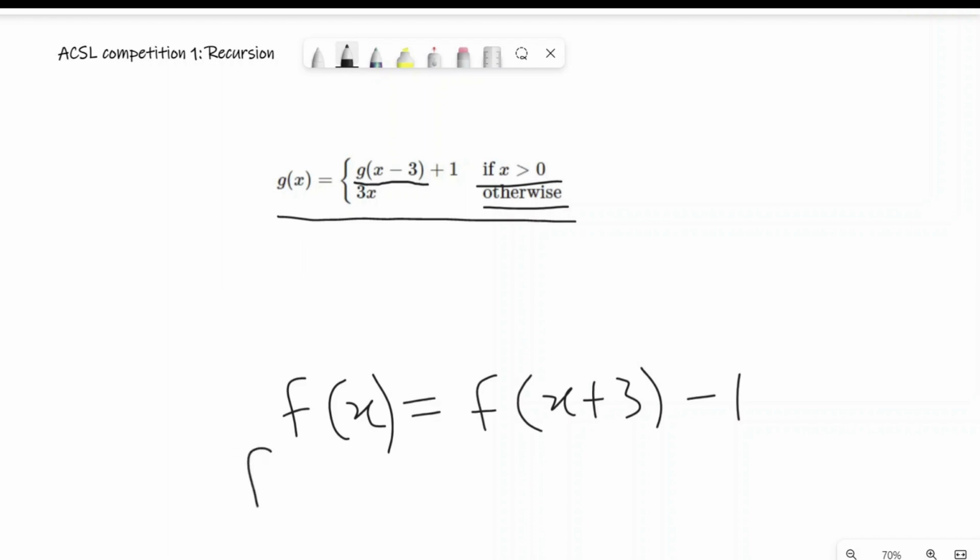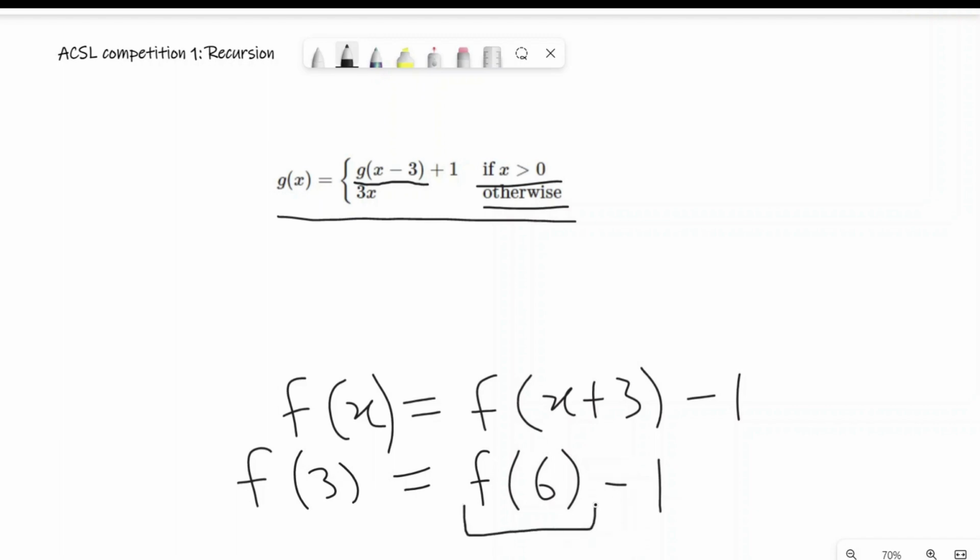So if we inputted 3 for x, for example, f of 3, we would get f of 6 minus 1. And now to solve for f of 3, we would then have to find out what f of 6 is first. And to find out what f of 6 is, we would then have to find out what f of 9 is, and so on and so forth. Usually in the recursive function problems, there's a base case where we find an actual answer for a function. And once we find an answer, for example, if we know that f of 9 equals 3, then we can work up the ladder and then find out what f of 3 equals.